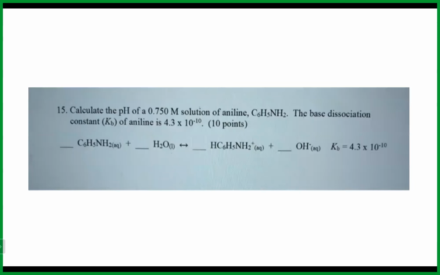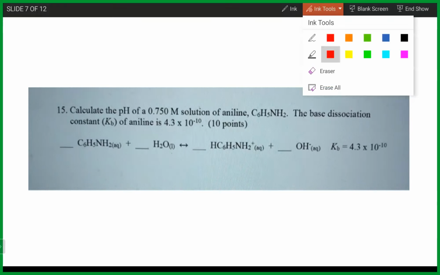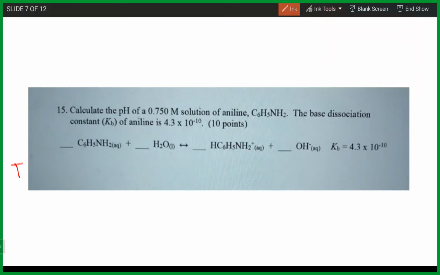And then looking at the reaction we have here, calculate the pH of 0.75 molar solution of aniline. The base dissociation constant is given to us. And for this reaction, since we're looking at it in terms of a base, we can just use that Kb. If we were looking at the conjugate acid, then we'd have to convert that value using Kw, but we can just use the Kb. And what we can do is just create an ICE table. So we'll have ICE. And with it, we can ignore the water just because that's not going to factor into the equilibrium expression at all because it's a pure liquid.